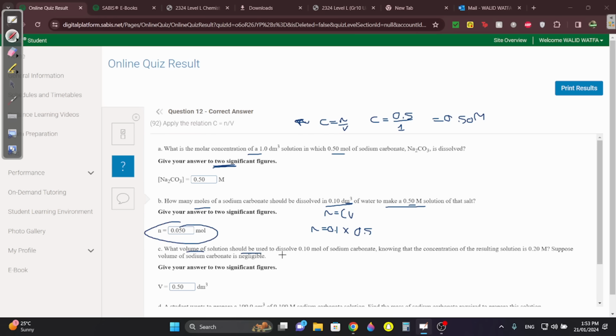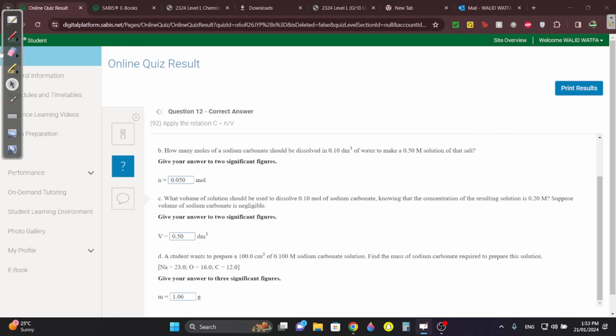0.05. What volume of solution should be used to dissolve 0.1 moles at a concentration of 0.2? V equals N over C. V equals the moles, which is 0.1, over the C, which is 0.2, and you get 0.5. They want two significant figures, so 0.50 dm cube. Part D, I think they asked for the molar mass. Oh, no, they want the mass. Before I continue, in the AMS, what most of you got wrong was this part D, because you couldn't see what they were asking for.